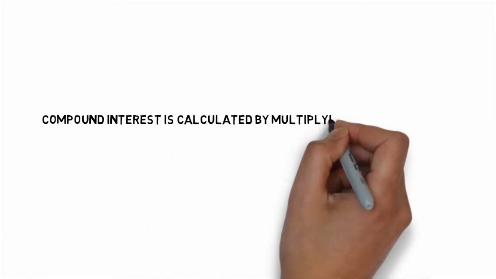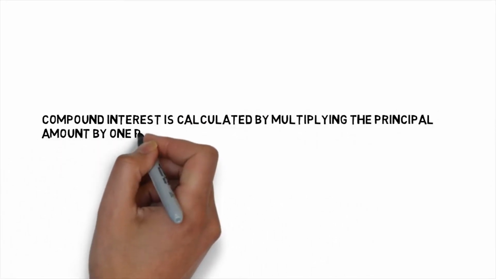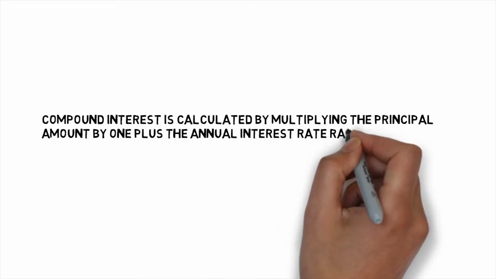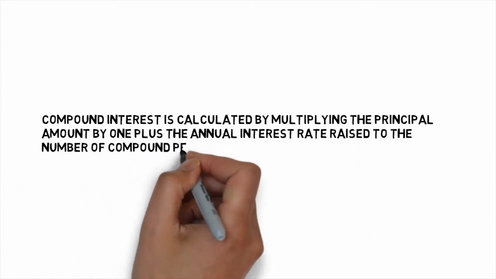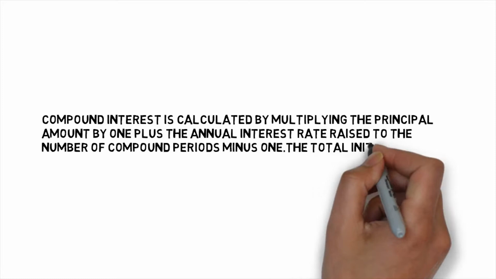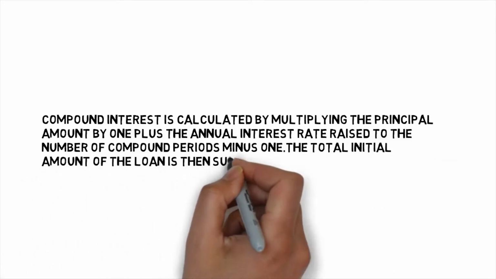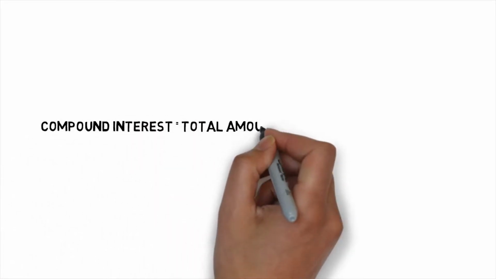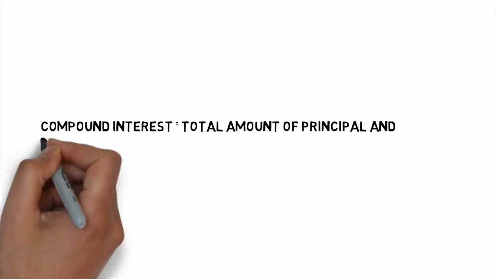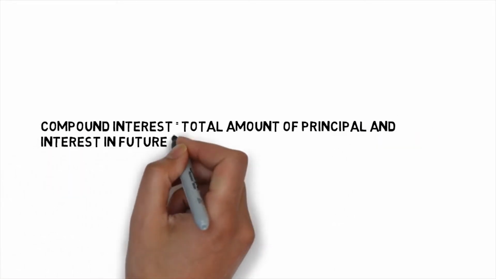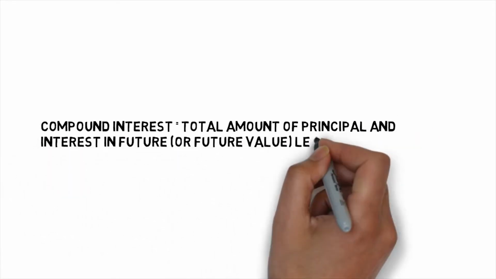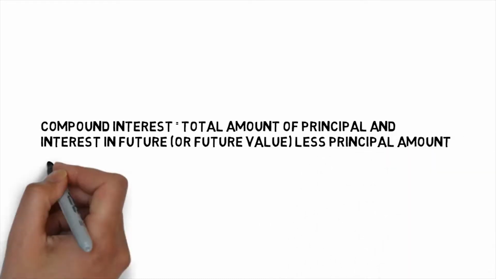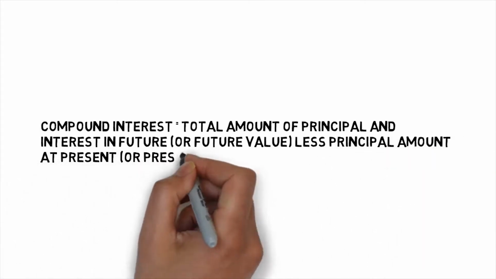Compound interest is calculated by multiplying the principal amount by 1 plus the annual interest rate raised to the number of compound periods, minus 1. The total initial amount of the loan is then subtracted from the resulting value. The formula for calculating compound interest is: compound interest equals total amount of principal and interest in future, or future value, less principal amount at present, or present value.